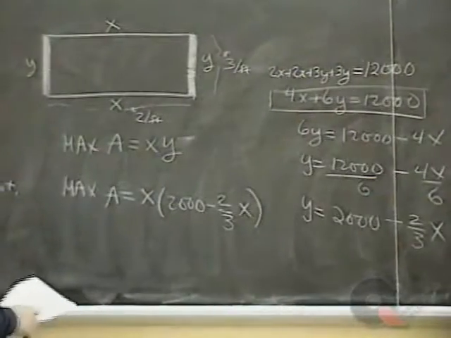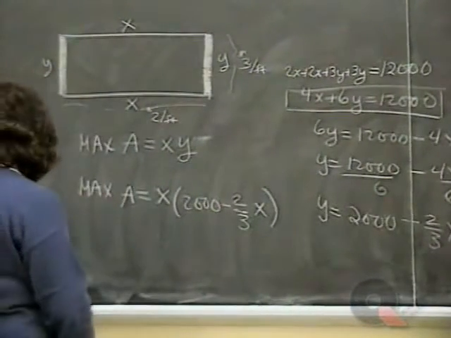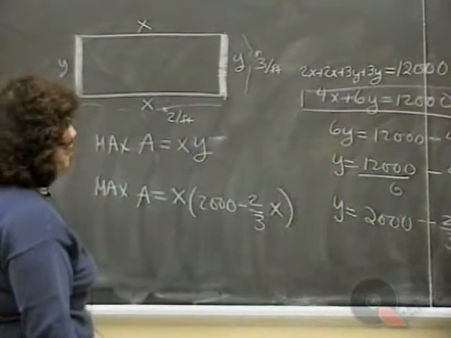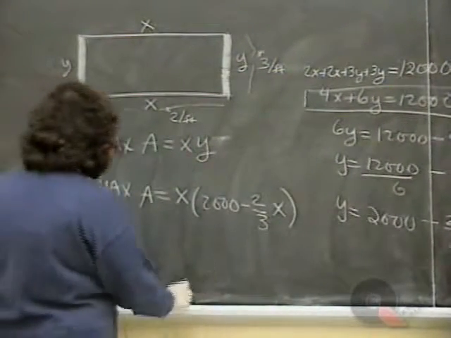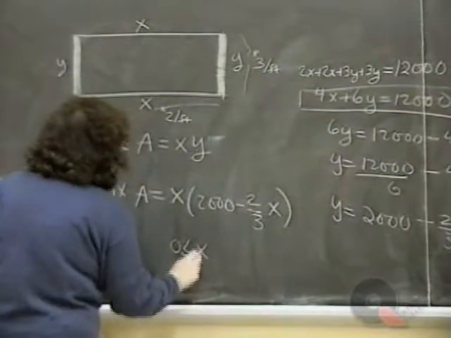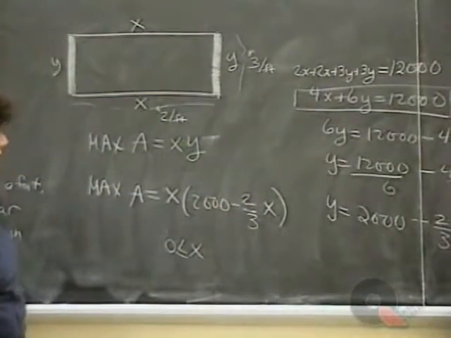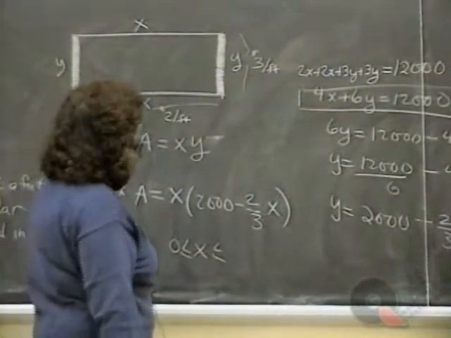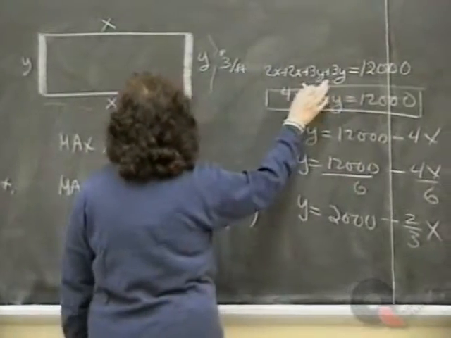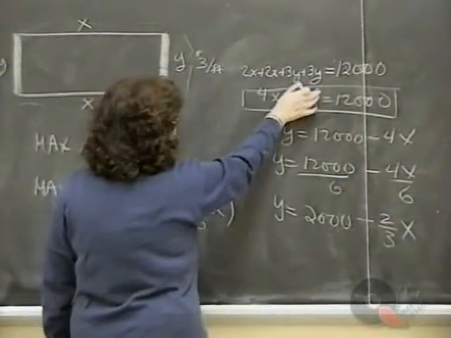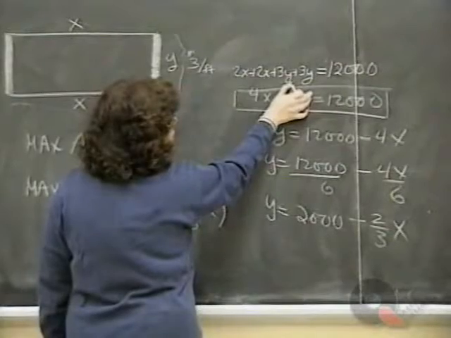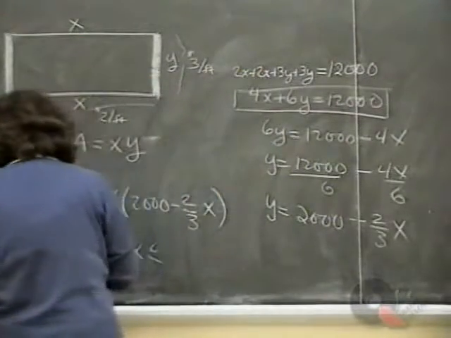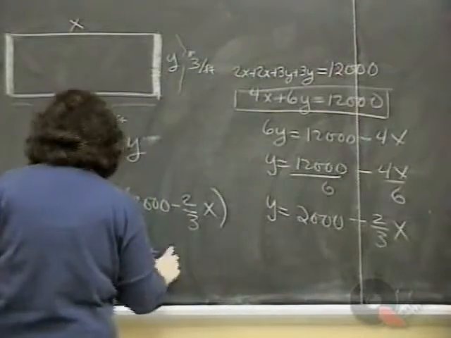Now we need an interval here. Once again, we have a choice between an open or a closed interval. Let's figure out the endpoints. Certainly, the smallest X could be would be 0. So X has to be greater than or equal to 0, and the question is, how big could it be? Well, if you used no fencing for the north-south sides, but used it all for the east-west, then the biggest that X could be, since 4X would be 12,000, X could be 3,000. That would be the biggest you could let it go.